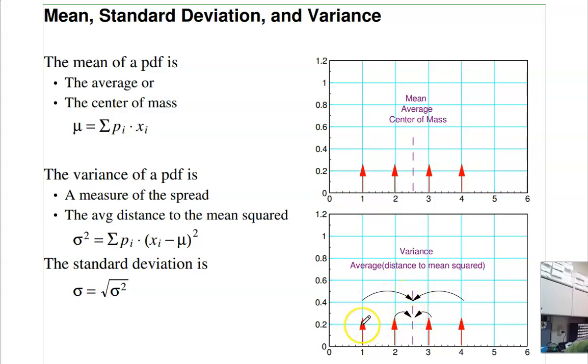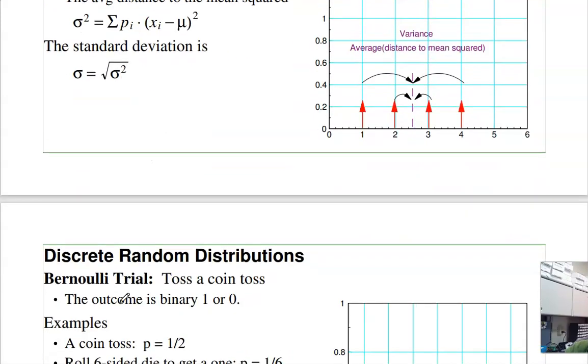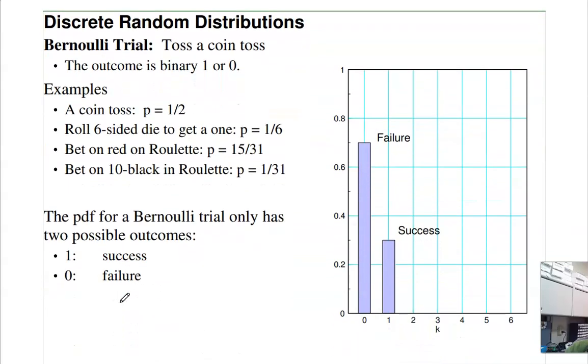The numbers we can get are 1, 2, 3, 4. The first one is 1.5 squared, 0.5 squared, 0.5 squared, 1.5 squared. Add them all up, that's the variance. The square root of the variance is the standard deviation. The standard deviation is a measure of spread. So just some definitions.